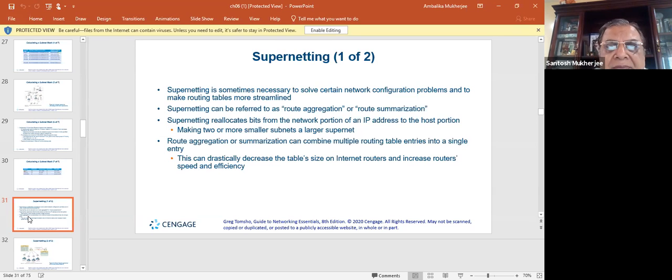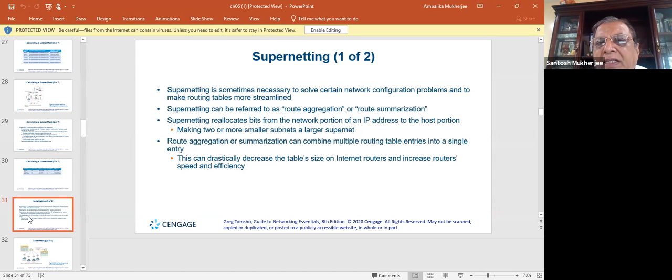Now, what is supernetting? Supernetting is sometimes necessary to solve certain network configuration problems and to make routing tables more streamlined. Like if you see the cable lines, sometimes they keep on connecting from one pole to the other, and it becomes very confusing. So when you have a network configuration that is very complex by nature and has different functions, supernetting is sometimes necessary to solve certain network configuration problems, to make routing tables much more streamlined and much more professional.